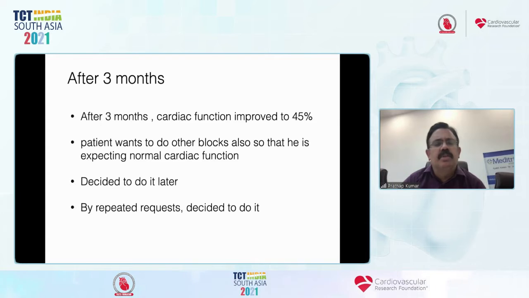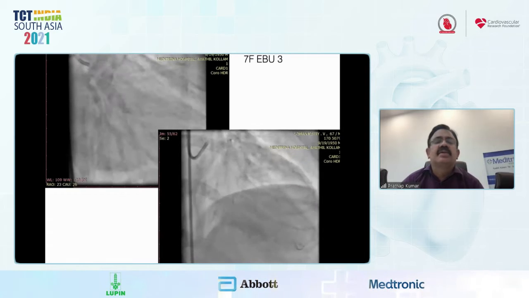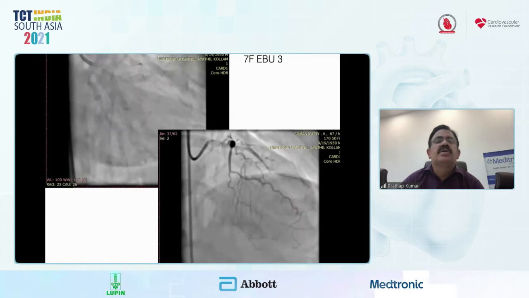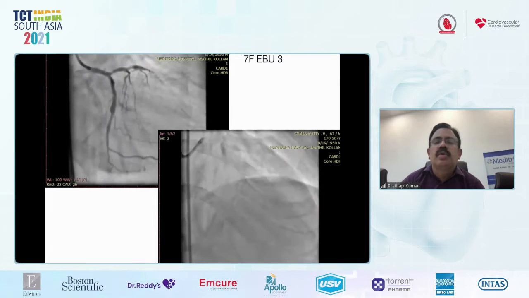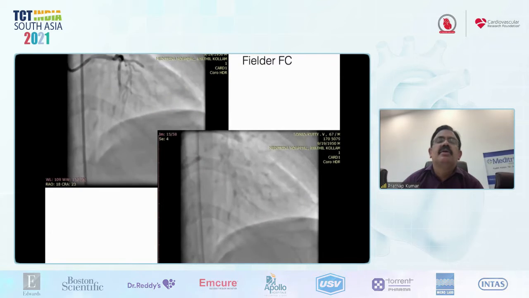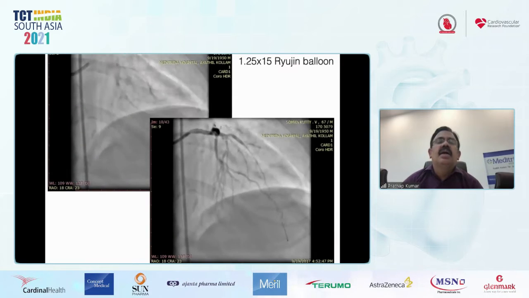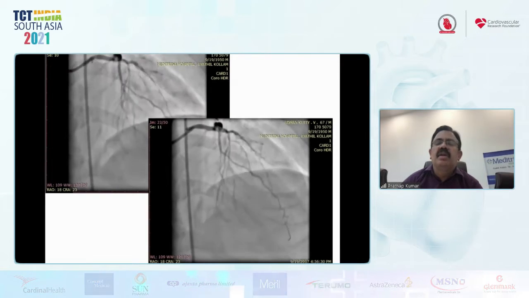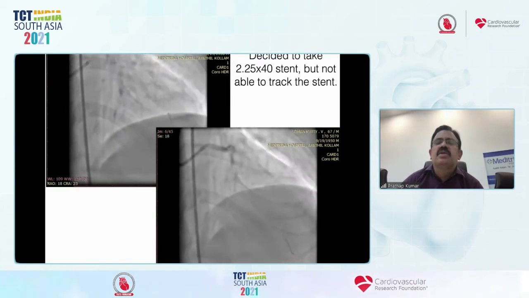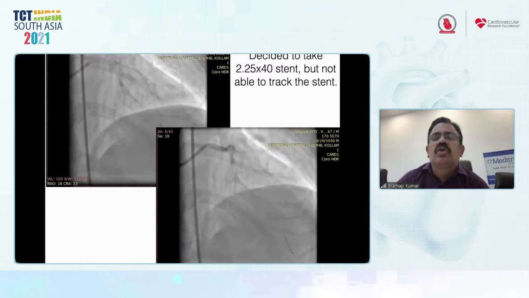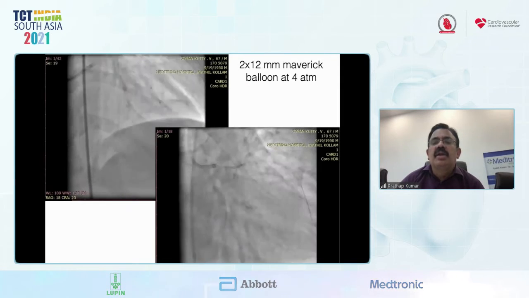So the patient wanted to do the other blocks and decided to do it later, but repeated the request. I just did an angiogram and it looked like this. The stent which I put was okay, but you can see a minimal ISR in the ostioproximal part of the circumflex, but LAD looks like very diffuse disease. I thought this time I will open the LAD. I put a wire, a 1.25 millimeter balloon, then a 2 into 12 millimeter balloon. I was a little afraid because the vessel was looking very small. So I decided to take a 2.25 into 40 stent, but I thought it would be difficult to track.